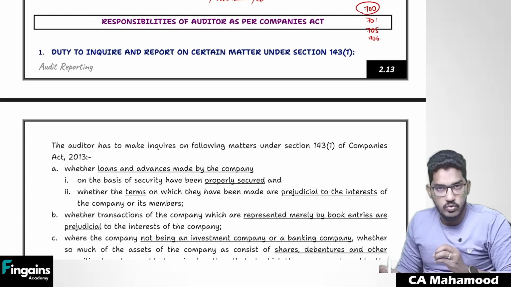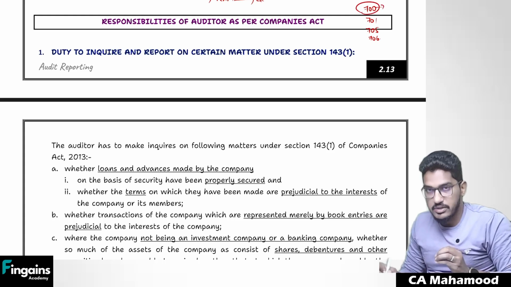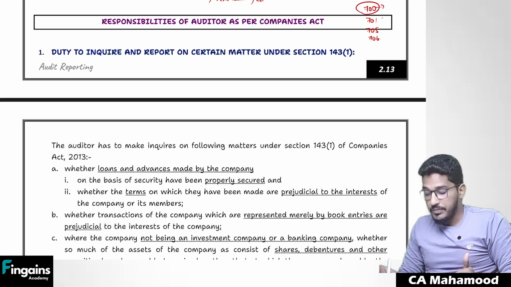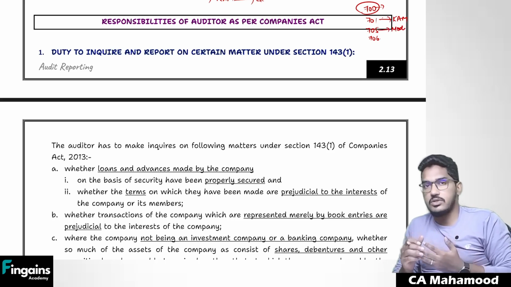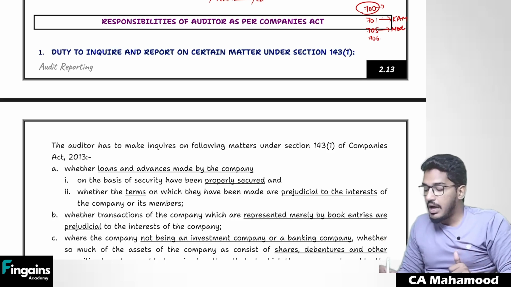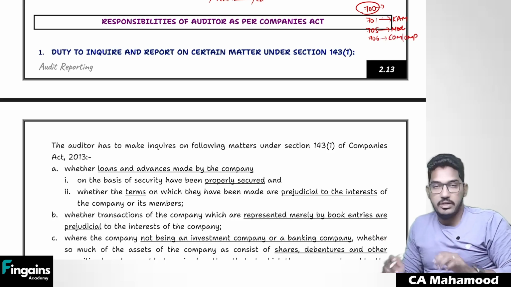700 talks about the overall audit report and what its contents should be. That discussion we have covered in 700. 701 is a standard which talks about key audit matters. 705 talks about different kinds of modified opinion: in which circumstances you will modify, when you will give qualified, when you will give adverse, when you will give disclaimer. And 706 is a standard which talks about emphasis of matter and other matter paragraph.